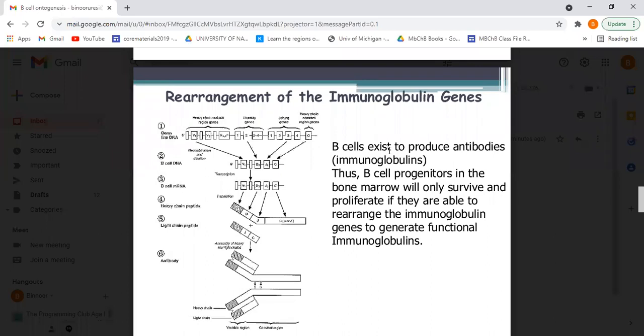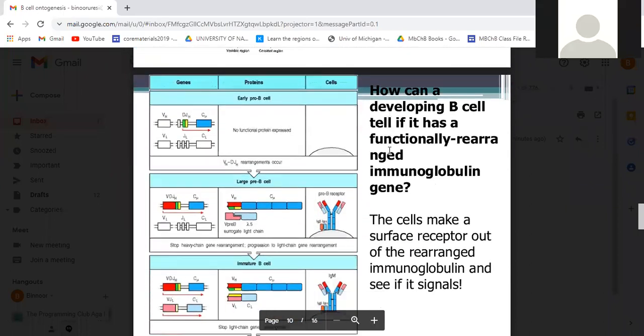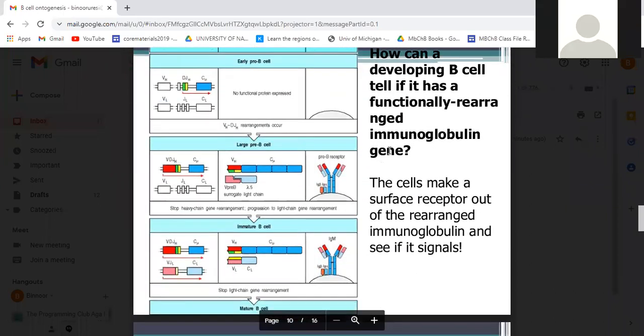Let's move on. Now, this gives you the overview of what we have talked about.